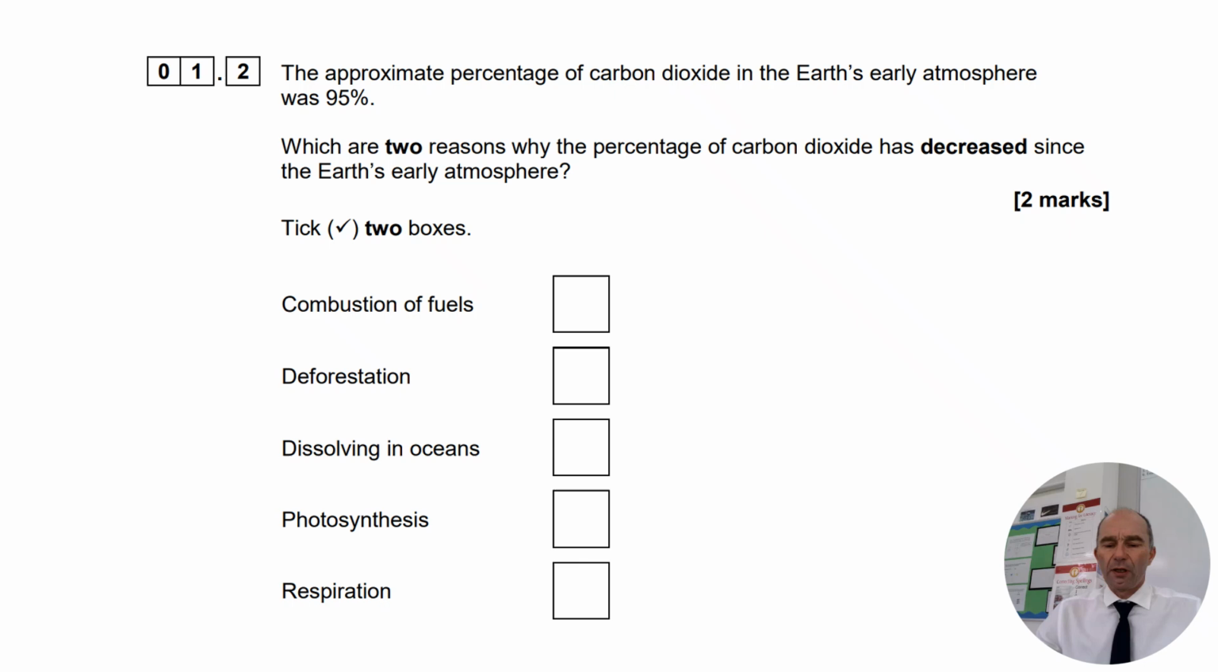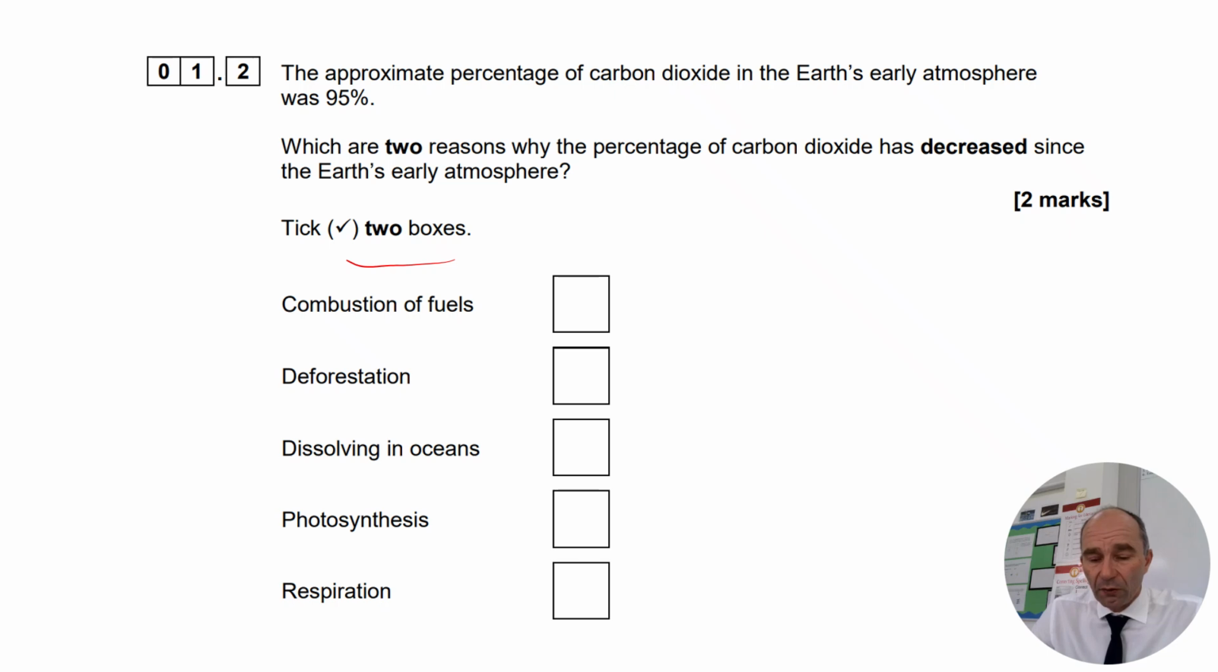Then on 1.2, the approximate percentage of carbon dioxide in the Earth's early atmosphere was about 95%. So which are the 2 reasons why the percentage of carbon dioxide has decreased since Earth's early atmosphere? Now, you've got to pick 2 boxes, so make sure you're ticking 2 boxes. Don't think they're trying to catch you out and you know better, and tick 3.